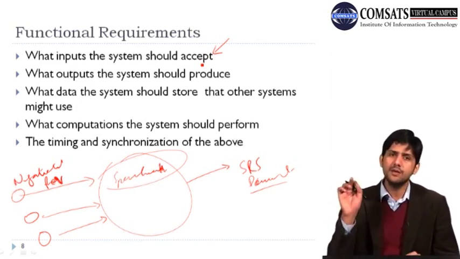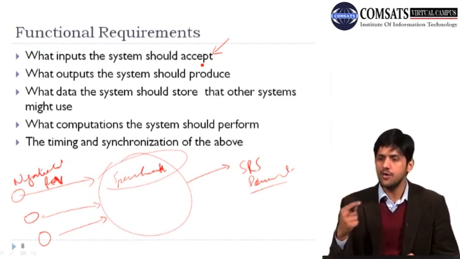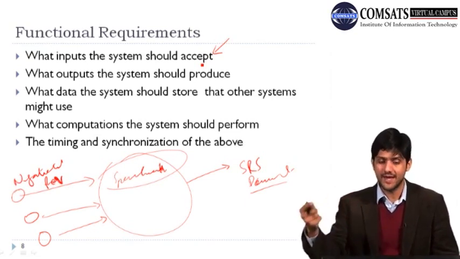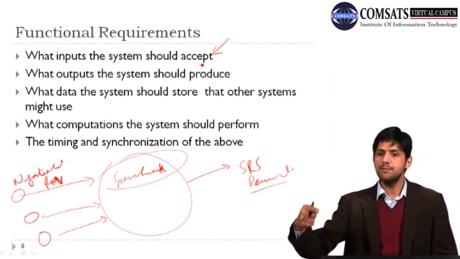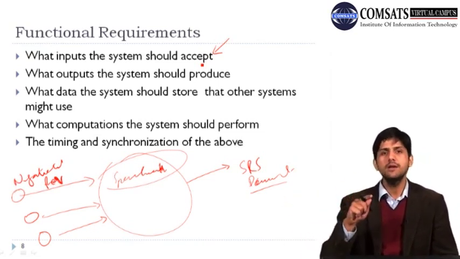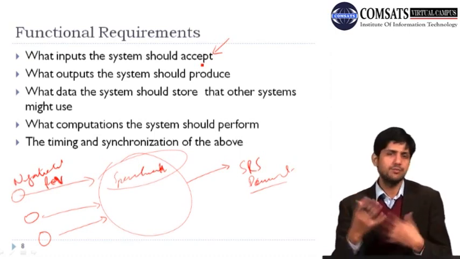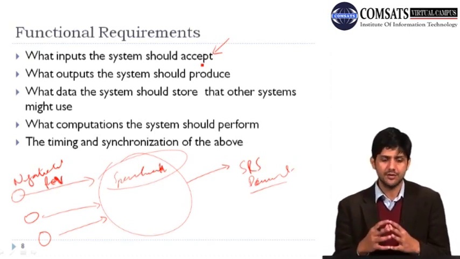So we need to mention what inputs my system should expect. Similarly, what outputs the system should produce. For example, when a student submits the registration button, what should appear? What should be the output of my system? That is also expressed as a functional requirement.